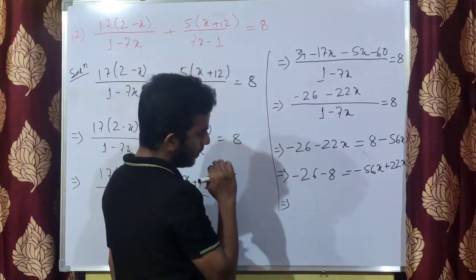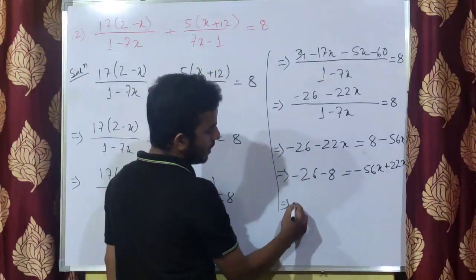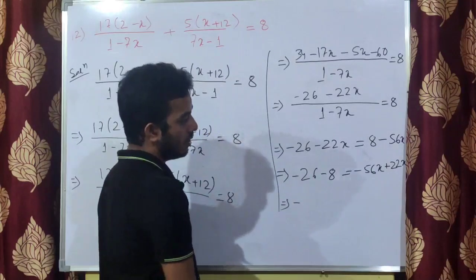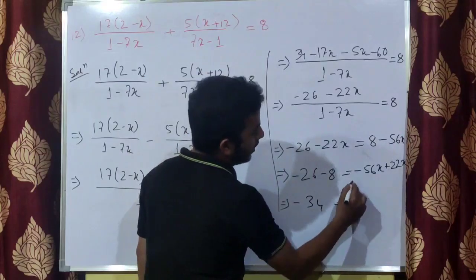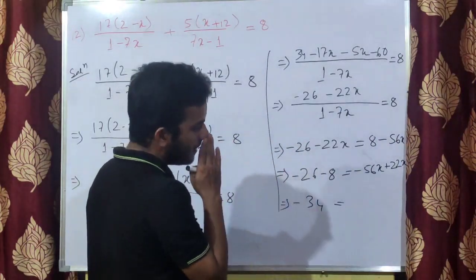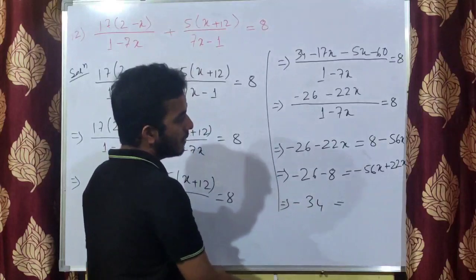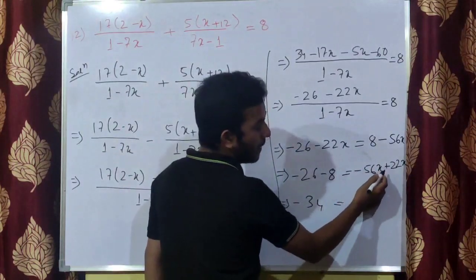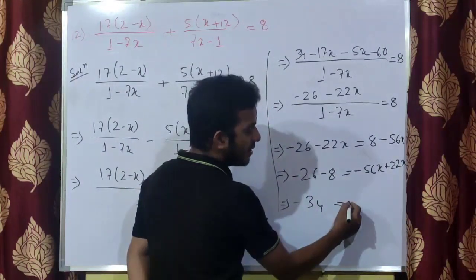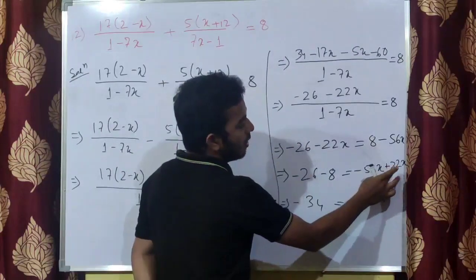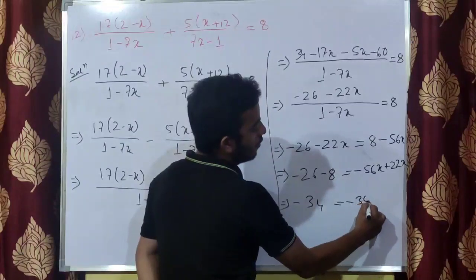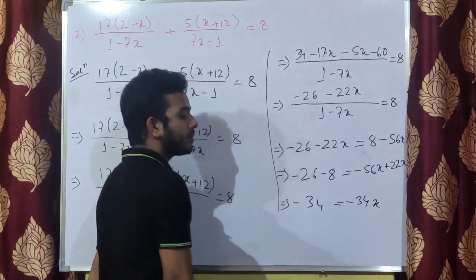Next what will be? Minus minus plus, sign will be minus. 26 plus 8, how much? 34, minus 34, and minus 56 plus 22 is how much? Minus plus minus, and greater sign will be minus. So 56 minus 22 is what? 34x, right?